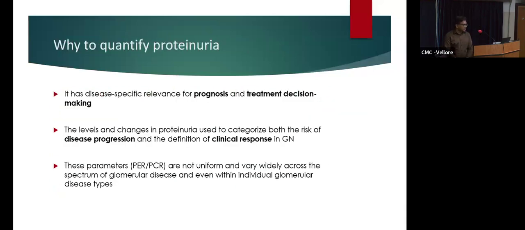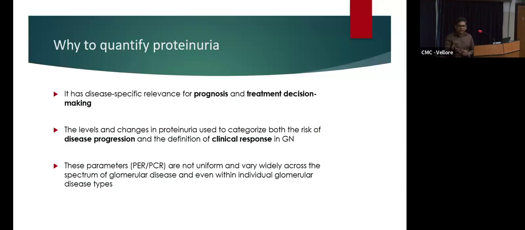So why do we try to quantify proteinuria? It has disease-specific relevance for prognosis and treatment decision making. The level changes of proteinuria are used to categorize the risk of disease progression as well as the clinical response to treatment. Even in glomerular diseases and now in non-glomerular diseases, including diabetic kidney disease and even in CKD with proteinuria, we are using SGLT2 inhibitors to decrease the proteinuria and for renal protection.